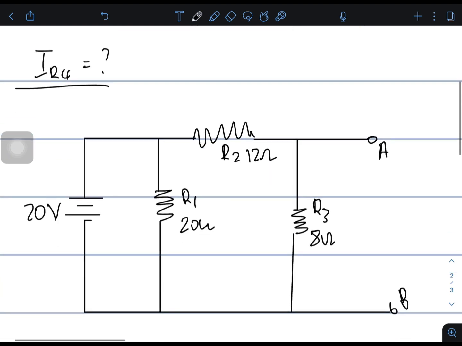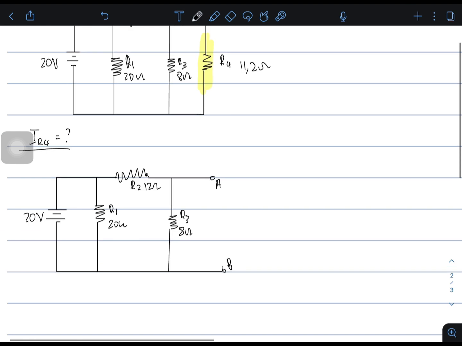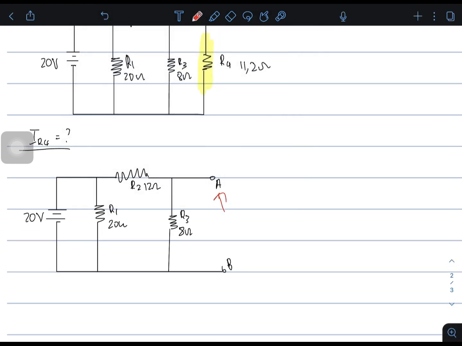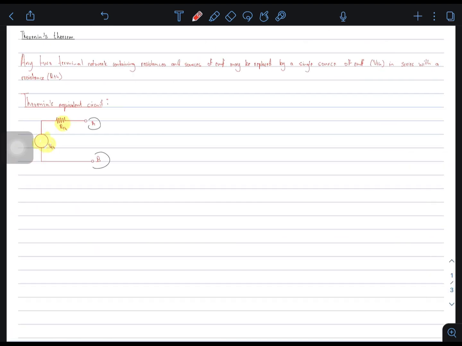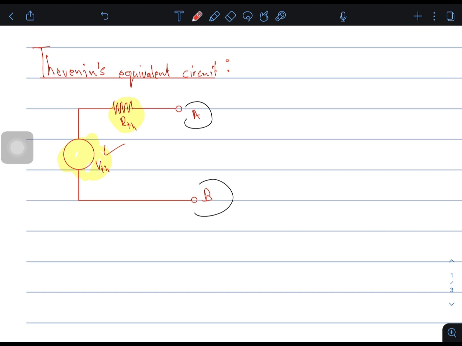Terminals A and B, they refer to the equivalent circuit, these two terminals. So if we find the voltage across this terminal A and B, we have basically found the Thevenin voltage.